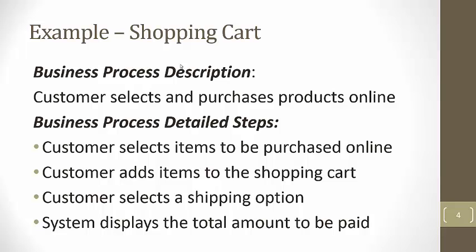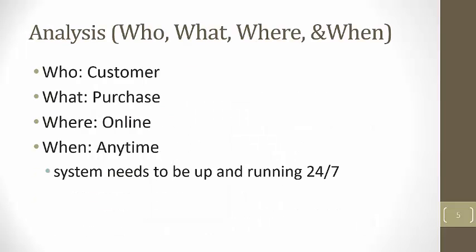Now, the first phase, when we are facing this problem or trying to implement a system to complete these requirements: first we need to know what we're doing, who is involved in this process, where is this process happening, and when. So for this very simplistic process, who is the customer? We have the customer interacting with our application or with our system. The what is the purchase. So we have the customer trying to purchase, and then we are applying online, and the when would be anytime. Since it's online, the system needs to be up and running 24/7.